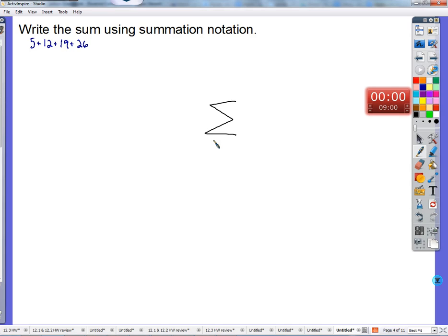Okay? So sigma is the Greek letter that tells us we're going to add a bunch of numbers together. And there's three more things. There's a thing that goes here, there's a thing that goes here, and there's a thing that goes here. It's up to you. You tell me what goes where. Yeah? i equals 1 goes on there. Why is that?